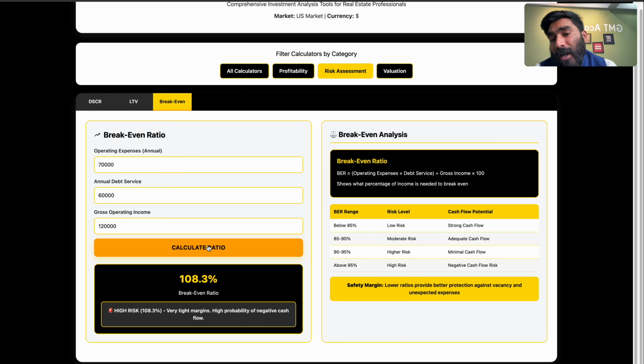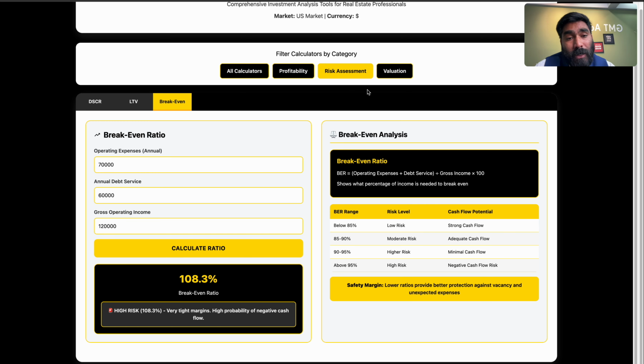So we should not invest in such companies which have a tight break-even point. 100 would be tight, and below 100 would be, as we have discussed, strong, moderate, adequate. This was all about risk assessment ratios, guys.